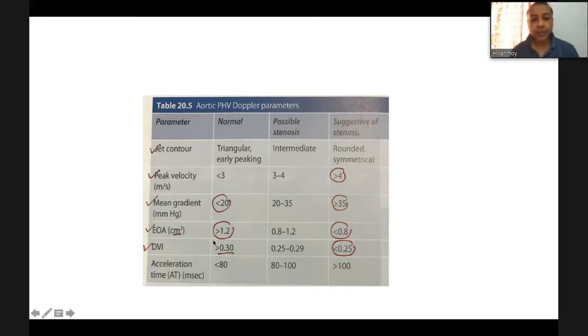about your prosthetic valve. Not all parameters will fit in a patient. You have to judge by all the parameters, and then you have to judge whether there is stenosis or not. After judging all the parameters, which may not all be in the same line, your final judgment is the final report of your echo.